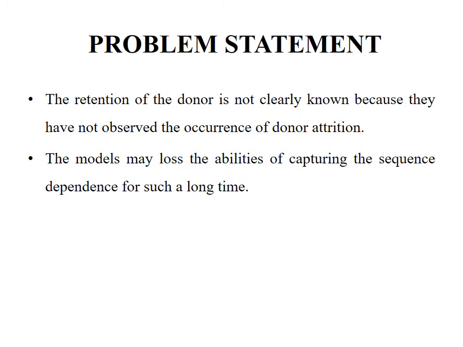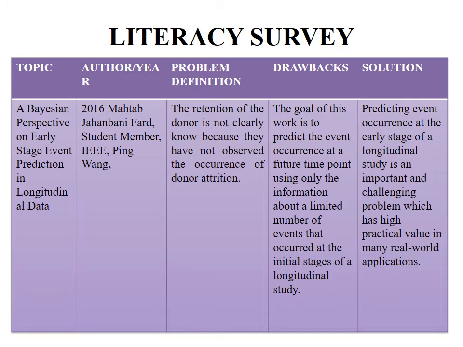Next, the problem statement. This problem statement is very simple: the loss of time and the ability over a long time. The measures you use in crowdfunding are based on donor retention, on a recurrent basis. And see the literature survey.